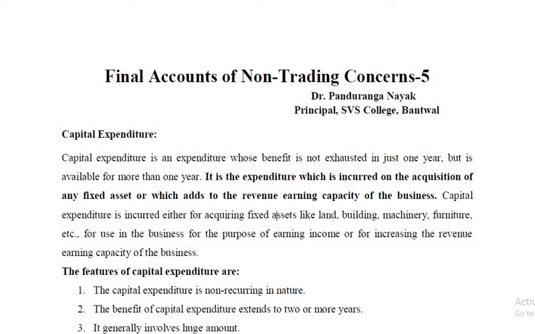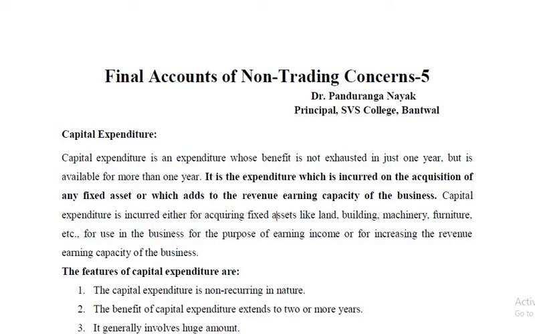Capital expenditure is an expenditure whose benefit is not exhausted in just 1 year but is available for more than 1 year. It's very clear. Expenditure whose benefit is not exhausted in just 1 year. That means it's available for more than 1 year. For example, land, building, machinery, plant. So they're going to be used for a long period of time. Anyway, it is more than 1 year. Therefore, such expenditure is called capital expenditure.